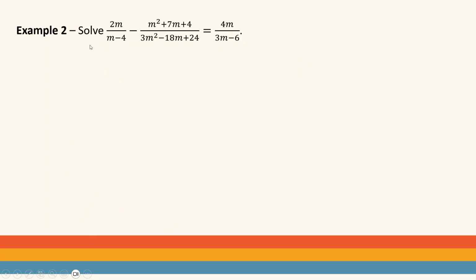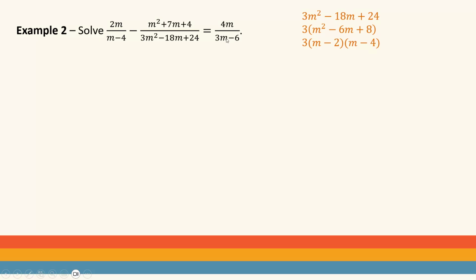So for number 2, looking at our denominators, m minus 4 cannot be factored, but we've got 3m squared minus 18m plus 24. So I'm going to make a side note here for factoring that. First, we factor out the greatest common factor of 3. Then factoring m squared minus 6m plus 8. Think about what multiplies to 8 and adds to negative 6, so that would be negative 2 and negative 4.